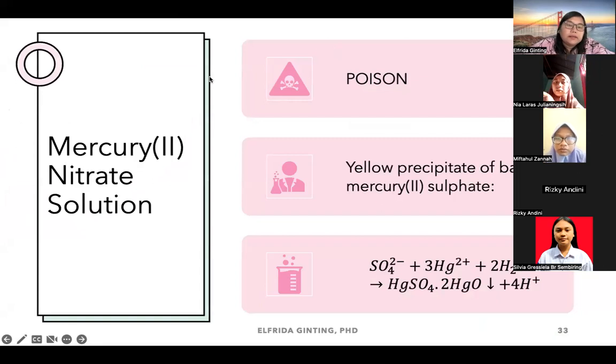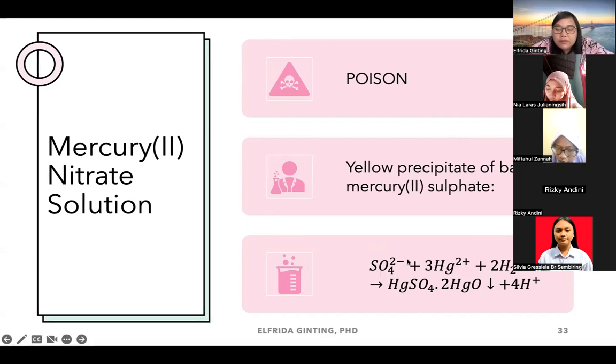Next, we can also use mercury nitrate solution to analyze sulfate, but it is poisonous. So I don't think we will be using it in a regular lab class because this is a poisonous material. The characteristic of mercury nitrate solution is yellow. If you mix mercury nitrate solution with sulfate, it will form a yellow precipitate of mercury sulfate, and you can see this is the reaction.